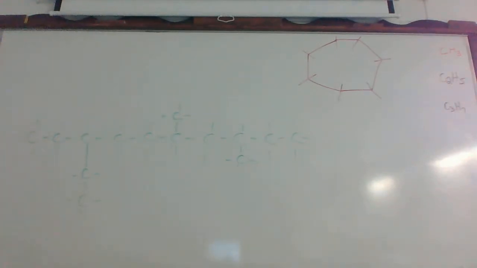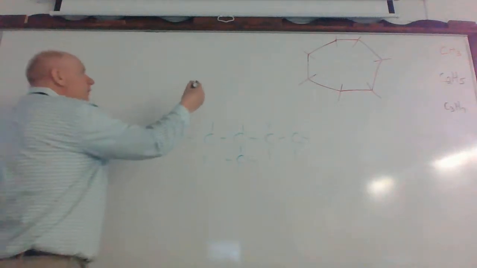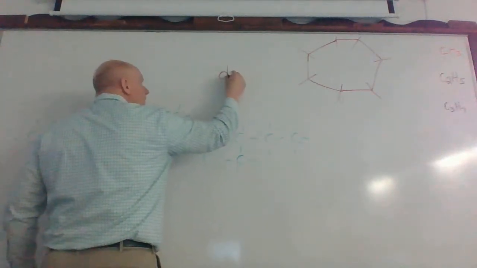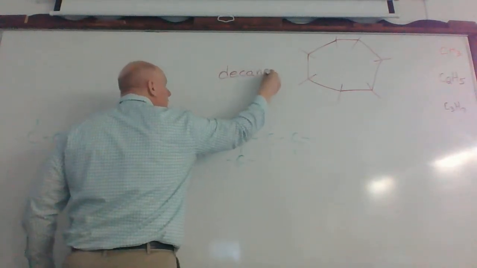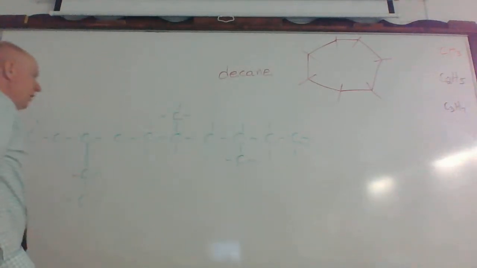Yes, it's still decane, and we still have how many derivatives on there? There are three derivatives. We've already established our parent chain. It's decane. Okay? So what are our three derivatives? Well, that's where they're at, but what are they?